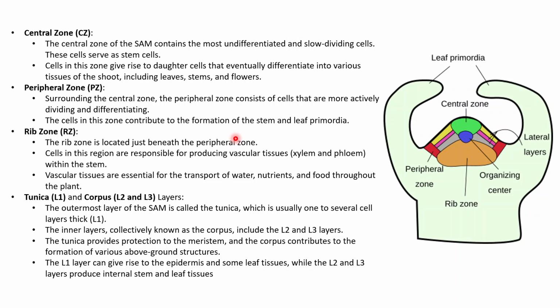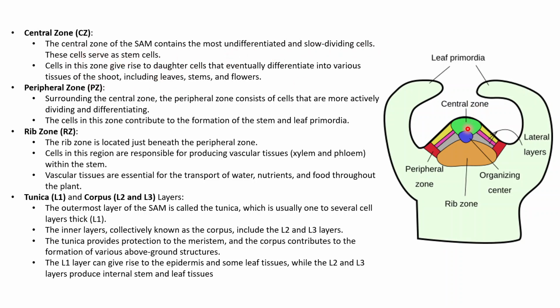So if you look at the shoot apical meristem, it somewhat looks like this. We have two leaf primordia as we saw in the first figure, and this is the shoot apical meristem. Now within the shoot apical meristem, we can divide it into various zones. The first prominent zone is the central zone marked in green. The central zone of the SAM contains most undifferentiated and slow dividing cells. These cells serve as stem cells.